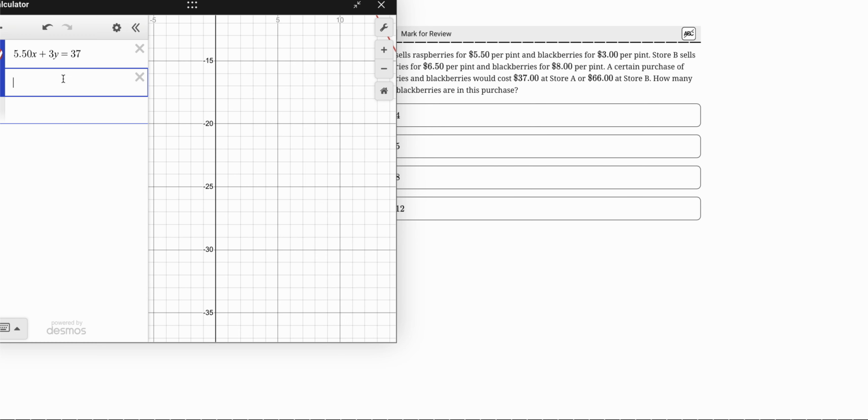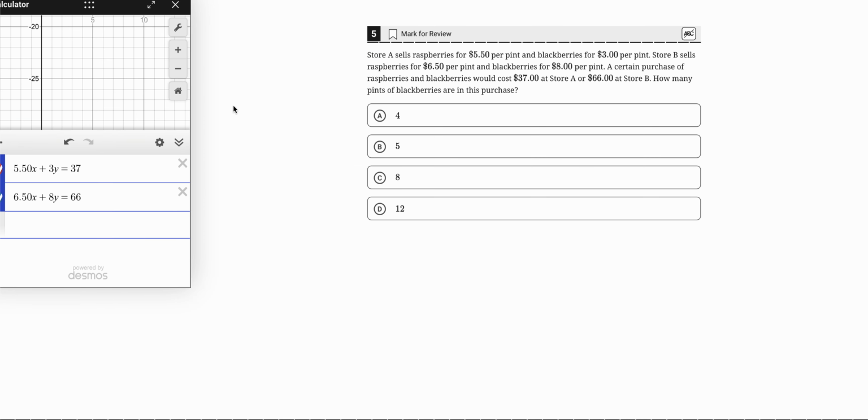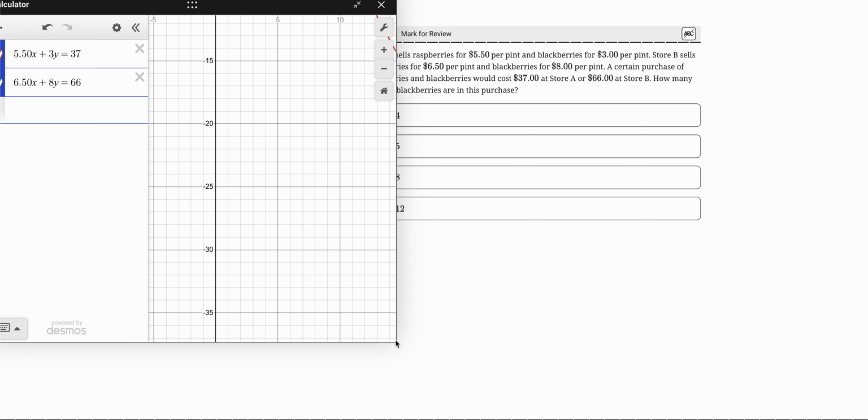Okay, sure. And then in store B, that's $6.50 for each pint of raspberries. That's x. Notice the parallel structure. I'm happy they did that. And then we have $8 for each y, blackberries. That's at store B. That's $66. Now, once upon a time in my day, if I had to answer a question like this, I could not just use Desmos. This is great. So now I just plug these in, and you need to be familiar with the tool.